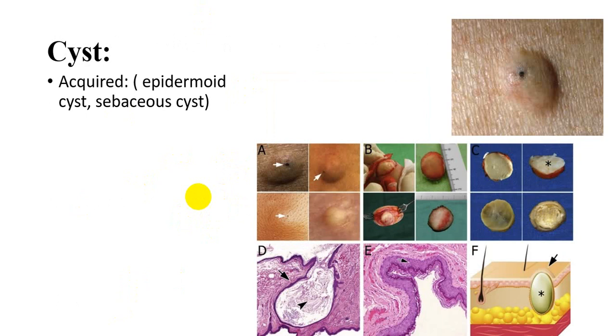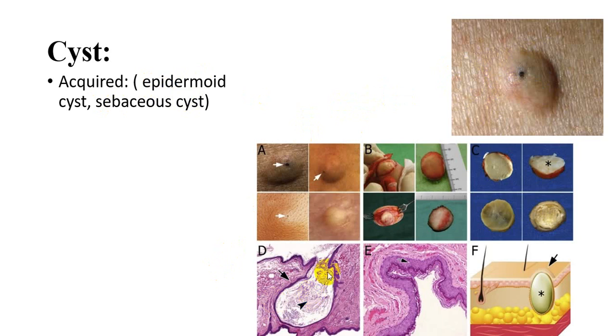Another example of the cyst: acquired epidermoid cyst. For example, the sebaceous cyst, or epidermoid cyst. Both of them are the same entity. Actually, it is not related to the sebaceous gland, but the nomenclature of sebaceous cyst also describes the epidermoid cyst, which is formed by the entrapment of keratin and desquamated epithelium at the hair follicles.